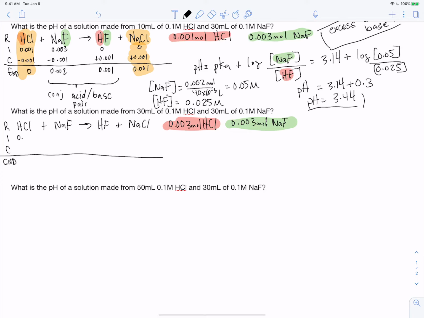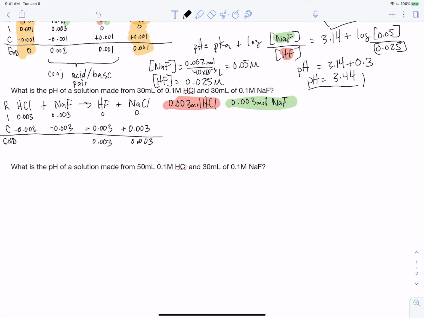Okay. So at the onset of this reaction, I have 0.003 moles of both the strong acid and the weak base. The change is just 0.003 for both of them, because I'm going to consume all of that. But I'm also going to form 0.003 HF and 0.003 sodium chloride. So at the end of this reaction, I form some HF, and I have no sodium fluoride and no HCl left.